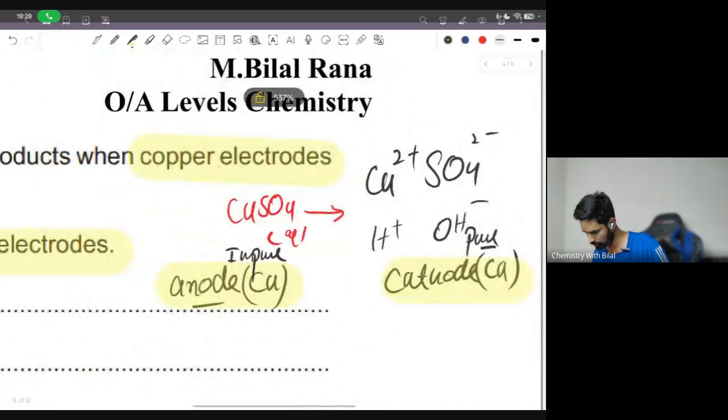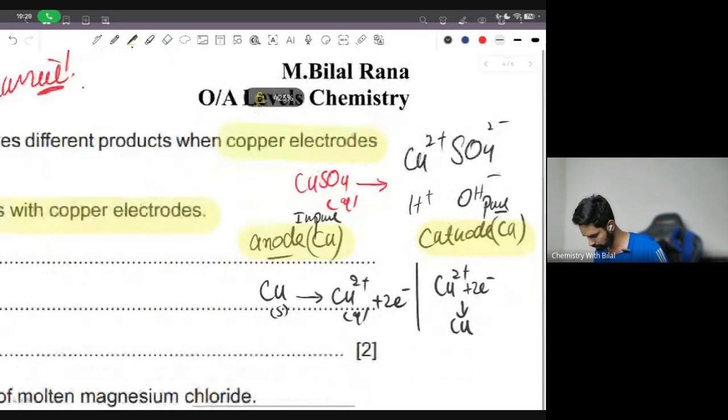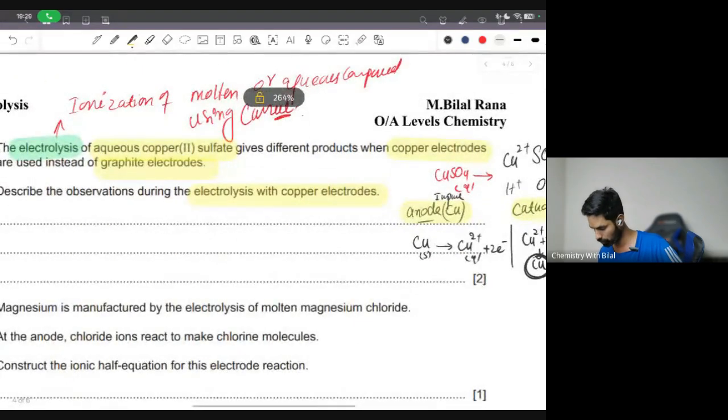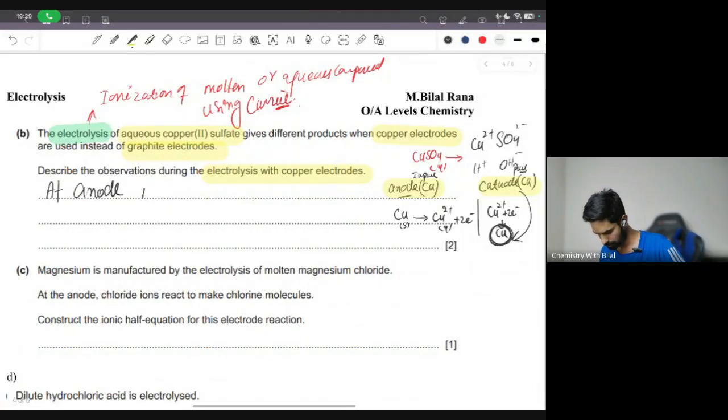So this time none of the ions will be attracted because anode itself is made up of copper. So copper anode start dissolving and release copper ions, and those same copper ions will be attracted toward cathode and get deposits. So this copper that is deposited at cathode is actually the pure copper, and that's why we were using this reaction for the purification purpose. Now what would you observe? At anode, it start dissolving.